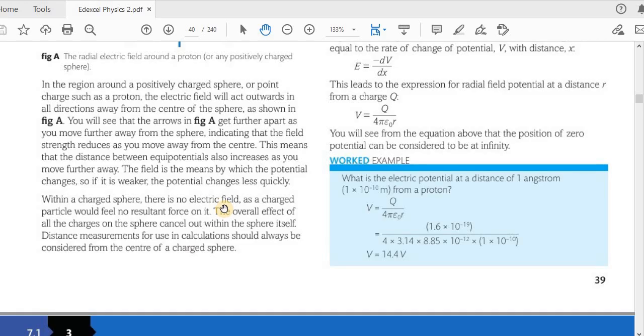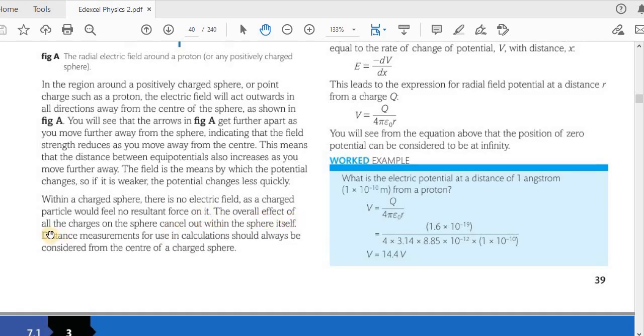So how can you shield yourself from an electric field? By staying inside something like a metal sphere. For example, the best place to stay if you're outside during lightning is inside a motor vehicle. You can remember it with this, because even if lightning strikes the vehicle, it will go around the vehicle instead of inside. Within a charged sphere, there is no electric field, as a charged particle would feel no resultant force on it.